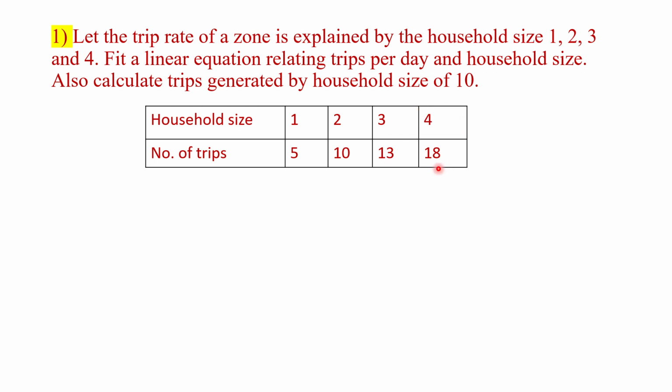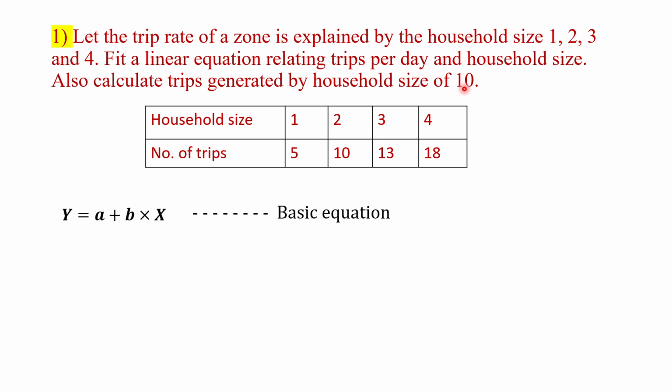So from this table you can see that a one-person household, with size 1, makes 5 trips per day, whereas households with size 2 make 10 trips per day, household size 3 has 13 trips, and size 4 has 18 trips. Now we are asked to find a linear equation which relates the number of trips and household size, and also calculate the trips generated if the household size was 10.